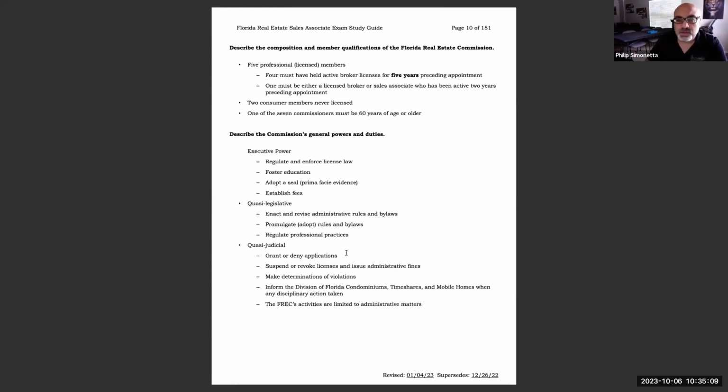Now, you want to describe the commission's general powers and duties. You want to be able to understand this and how it works. So they have executive power. Okay, they can regulate and enforce license law. They foster education, so all the programs and all the schooling, they handle all of that.